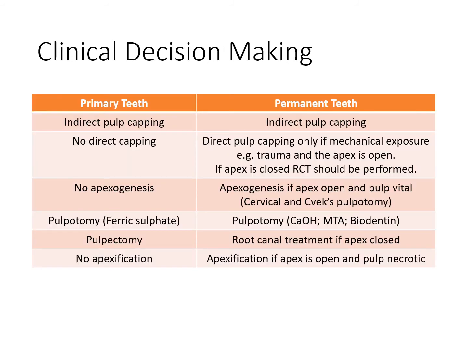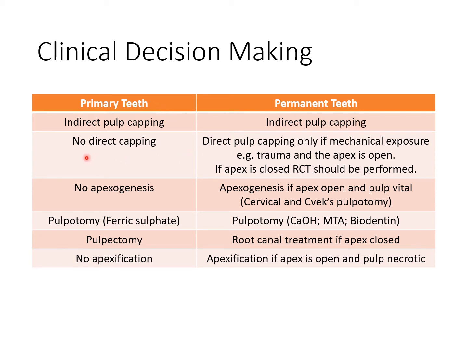So what is the clinical decision making? Because we are dealing with primary teeth and young permanent teeth, the treatment options for pulp therapy are not the same. It is very important, and this is where you all make mistakes in your OSCE exam and in your modified essay questions. You always tend to overlap the treatment options. So in this particular slide, I want you to learn what you can do and what you cannot do. For example, you can do indirect pulp capping for both permanent and primary teeth.